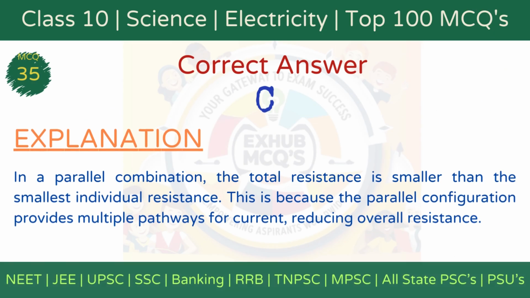The correct answer is option C, smaller than the smallest resistance. Explanation: in a parallel combination, the total resistance is smaller than the smallest individual resistance. This is because parallel connections provide multiple paths for current, reducing overall resistance.